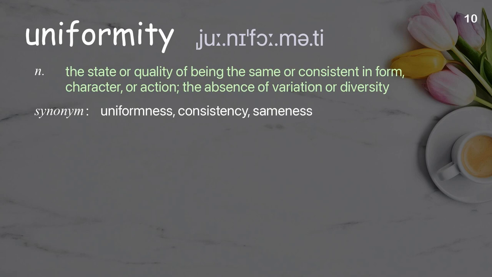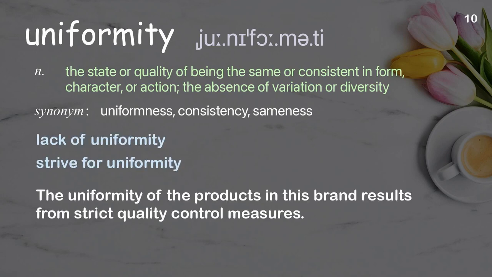Uniformity. The state or quality of being the same or consistent in form, character, or action, the absence of variation or diversity. Examples. Lack of uniformity. Strive for uniformity. The uniformity of the products in this brand results from strict quality control measures.